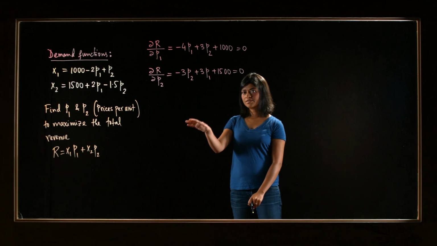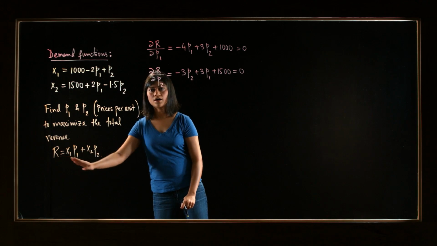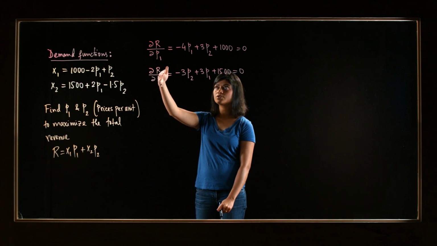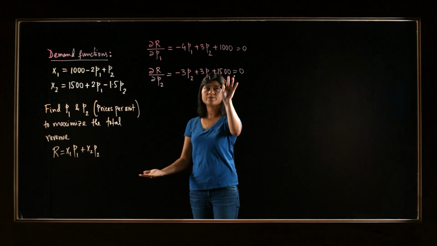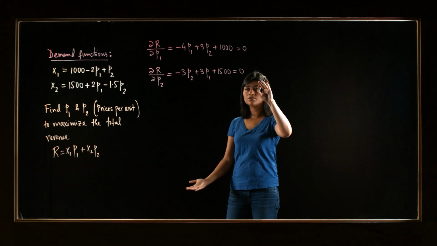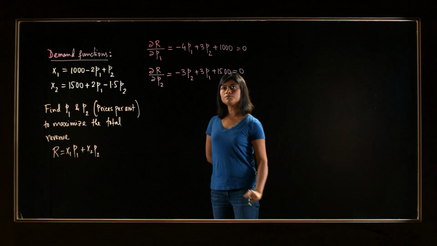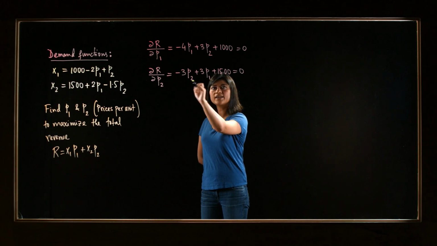So recall in the last video, we are trying to find the critical number for our function R. And we have computed the first partial derivatives of R with respect to p1 and p2. And these are our expressions. You have to set them equal to 0 and then solve for p1 and p2. Now to solve, look at the two equations and look at the second one.